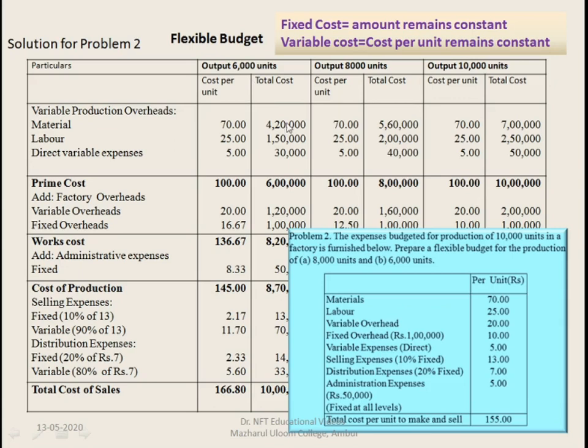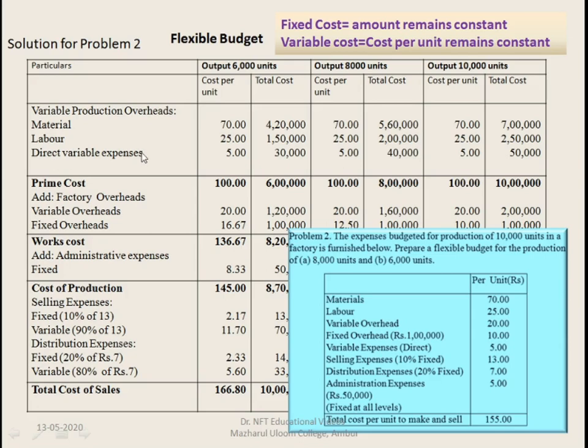Now find out the total cost. 70 into 6,000 is 4,20,000. 70 into 8,000 is 5,60,000. 70 into 10,000 is 7 lakh. The same way you find it for labor and variable expenses also. 6,000 into 25, 1,50,000. 8,000 into 25, 2 lakh. 10,000 into 25, 2,50,000. Direct variable expenses, 6,000 into 5 is 30,000. 8,000 into 5 is 40,000 and 10,000 into 5 is 50,000.